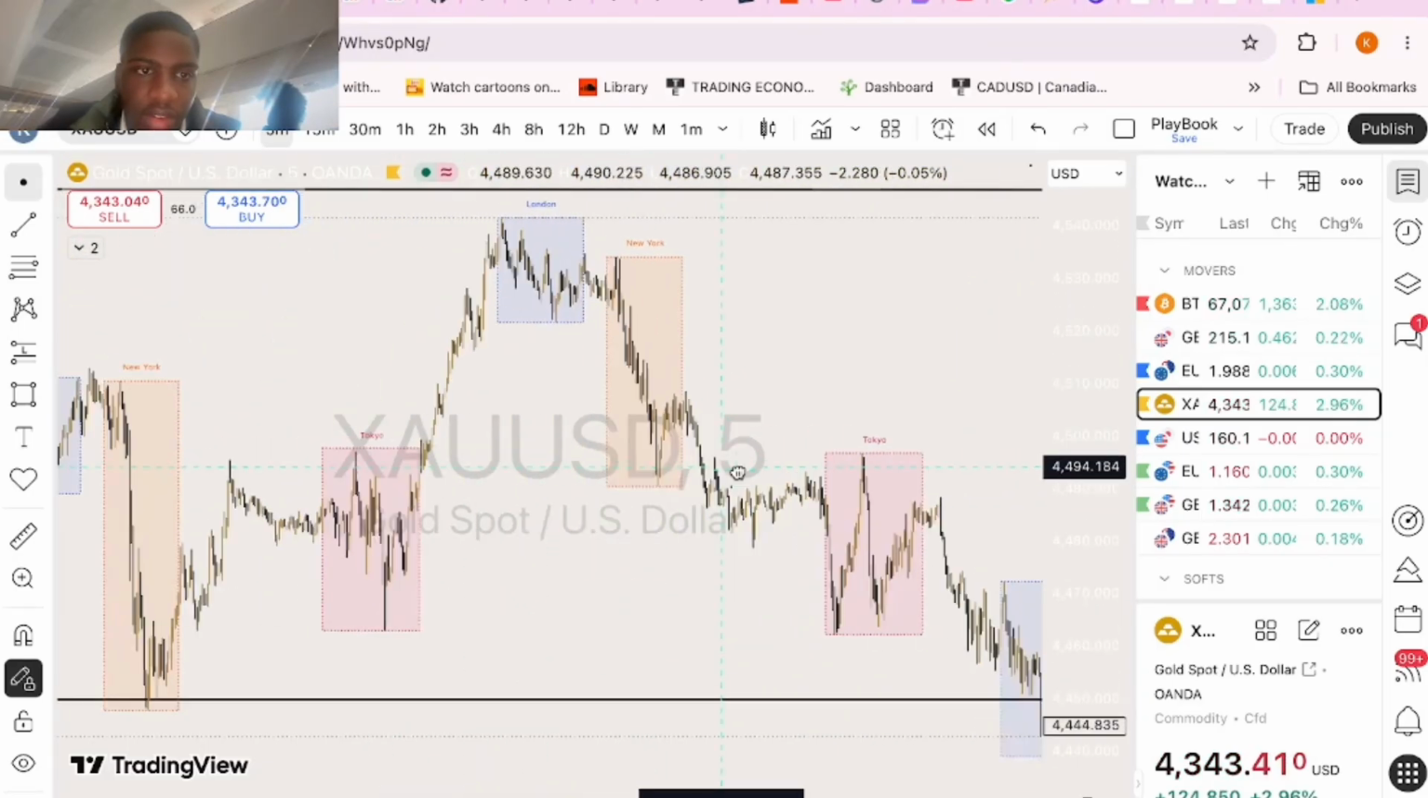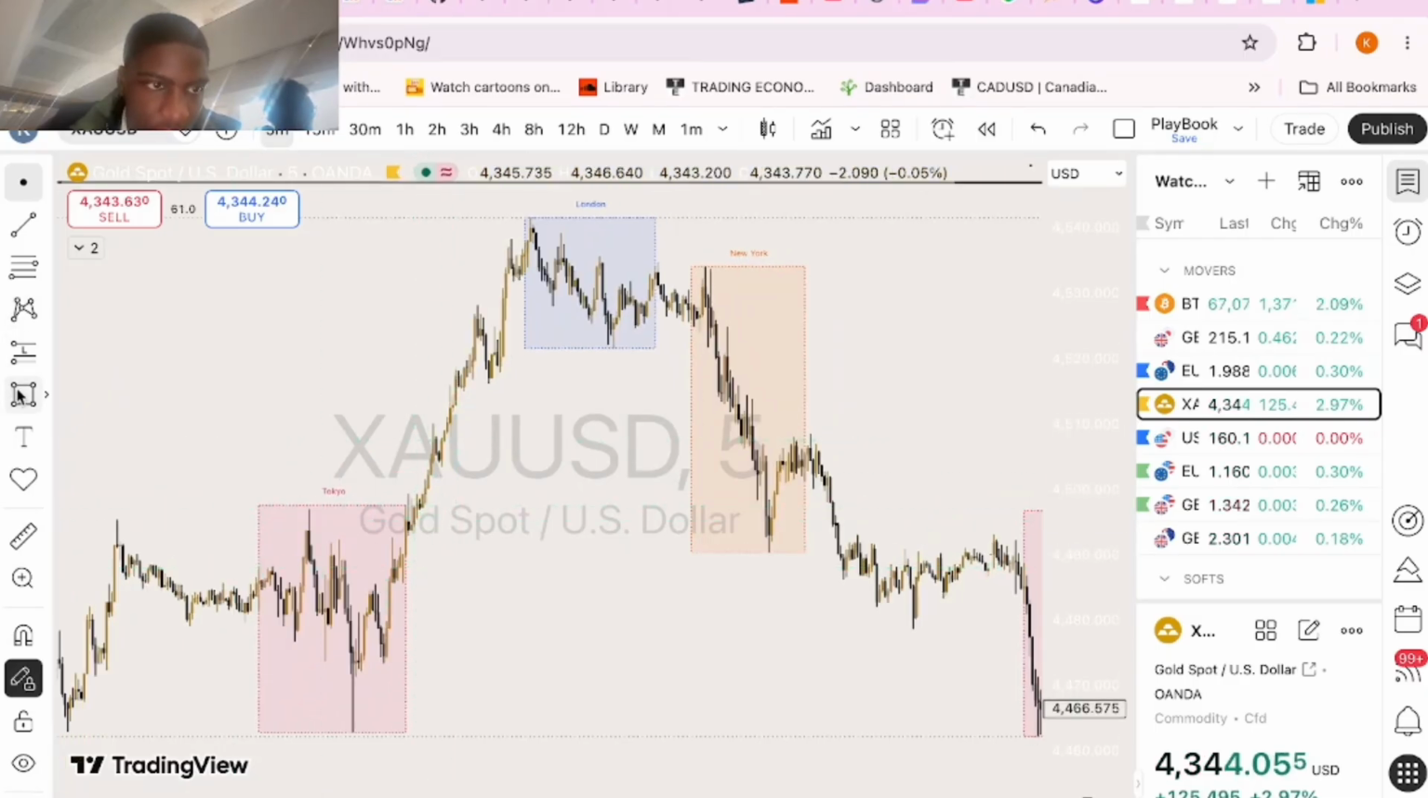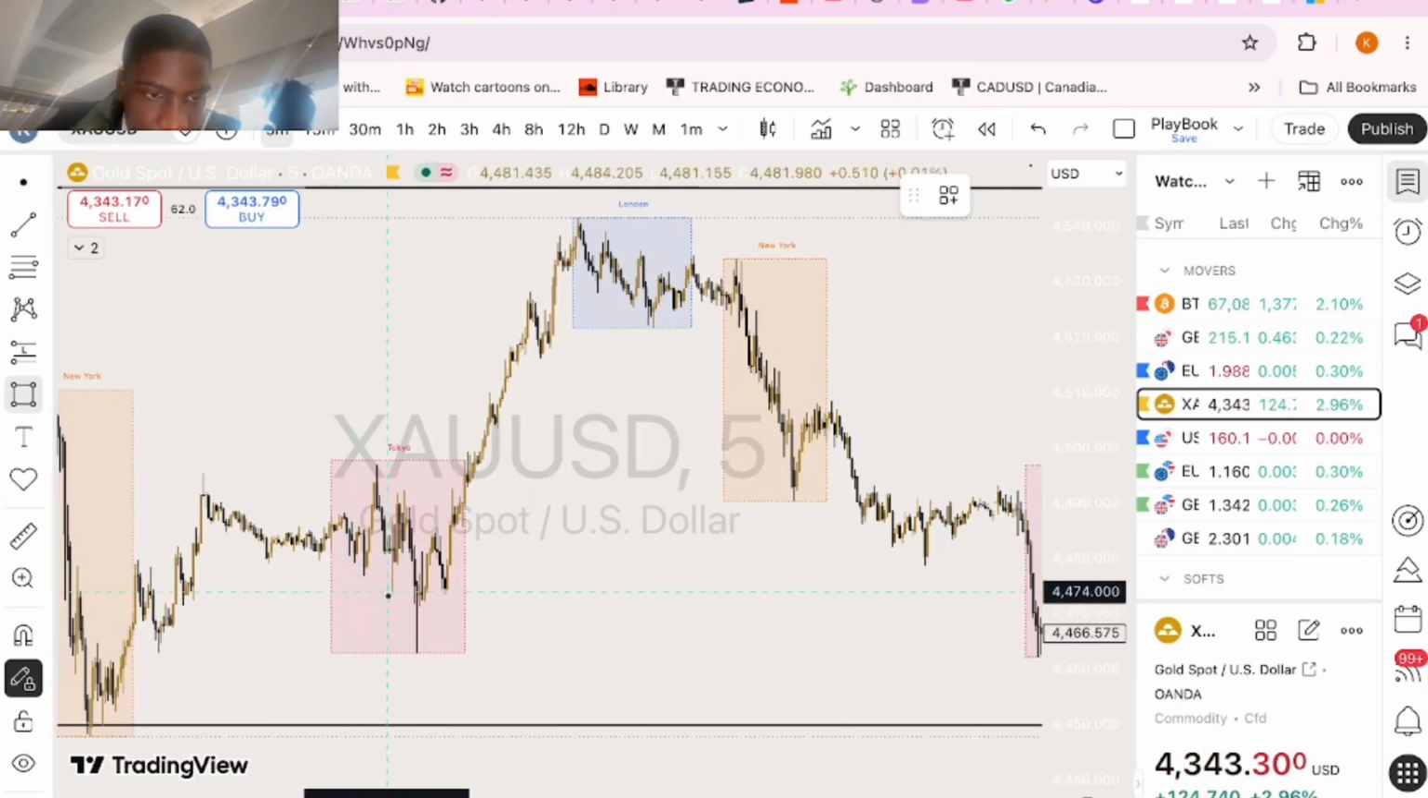So every session has its own high and low. Same concept right here. 1, 2, 3 into the low, price pins the low, right? 1, 2, 3 pins the low over here. Boom.